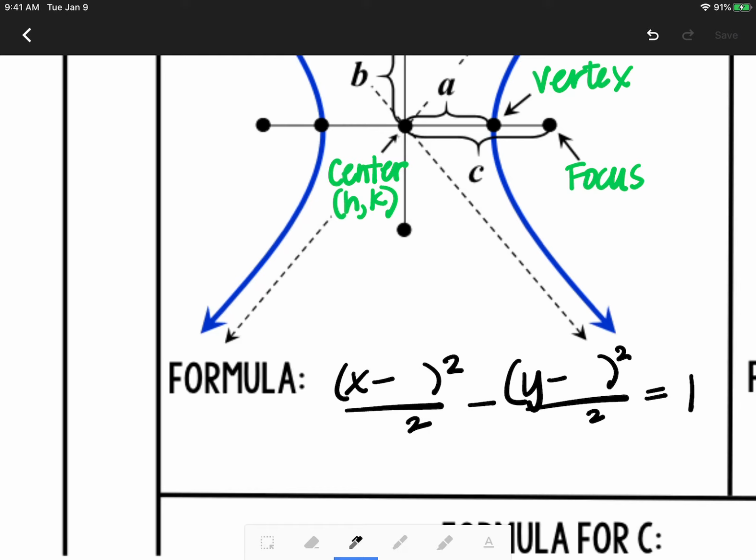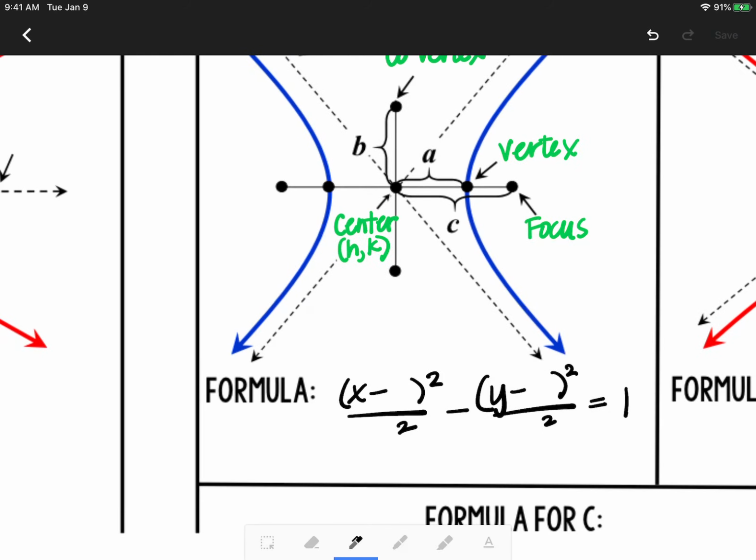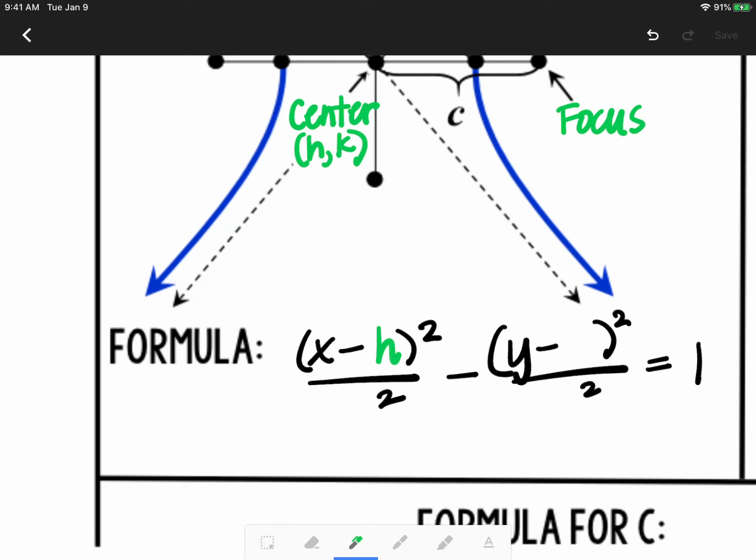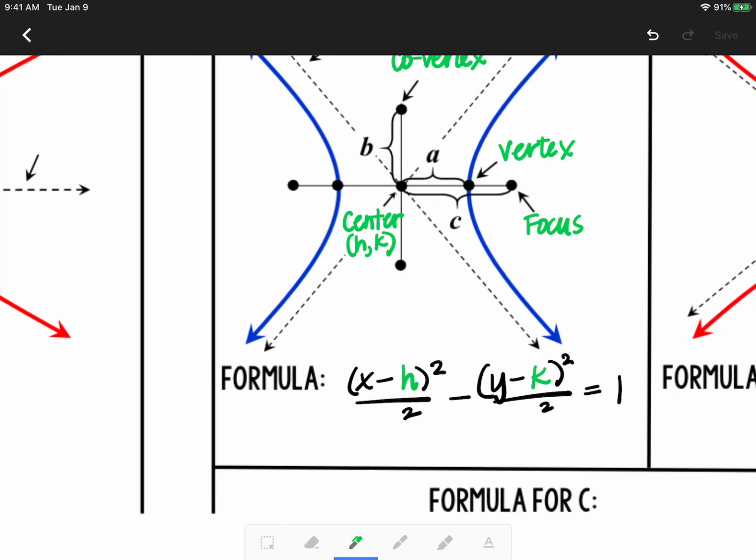How do I know which one is subtracted or which one's positive, which one's negative? Well, whatever direction our focus lies on, if you notice, our focus follows this x-axis or this horizontal direction. That is going to be our leading term. So if I find the focus along the x, that is my leading term. So now we're going to fill in everything almost exactly like we did for the ellipse. Our center is at h, k, and whatever distance we extend in the x direction goes underneath x, and whatever distance we extend in the y direction goes underneath y.